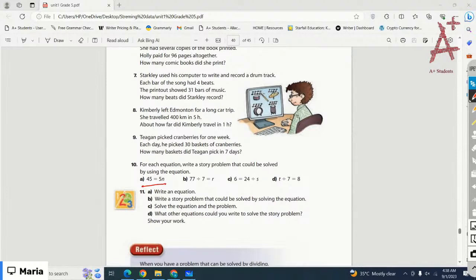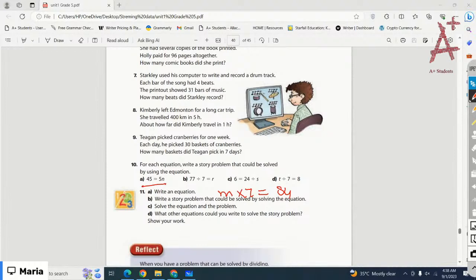Okay, question number 11. Write an equation. Write a story problem that could be solved by using the equation. Solve the equation and the problem. Okay, you have to write an equation. Let me just write an equation. M times 7 is 84, right? You have to write down the equation.